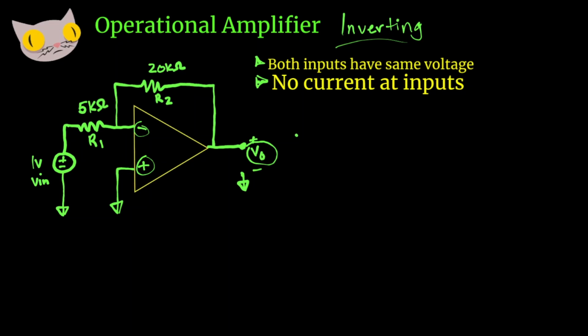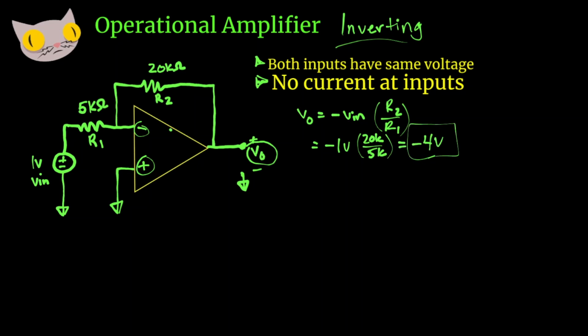First, I'm going to show you the easier way to do it for this type of amplifier. Vout is just equal to negative Vin times R2 over R1. So we have negative 1 volt times 20k over 5k, and that's going to give us negative 4 volts.